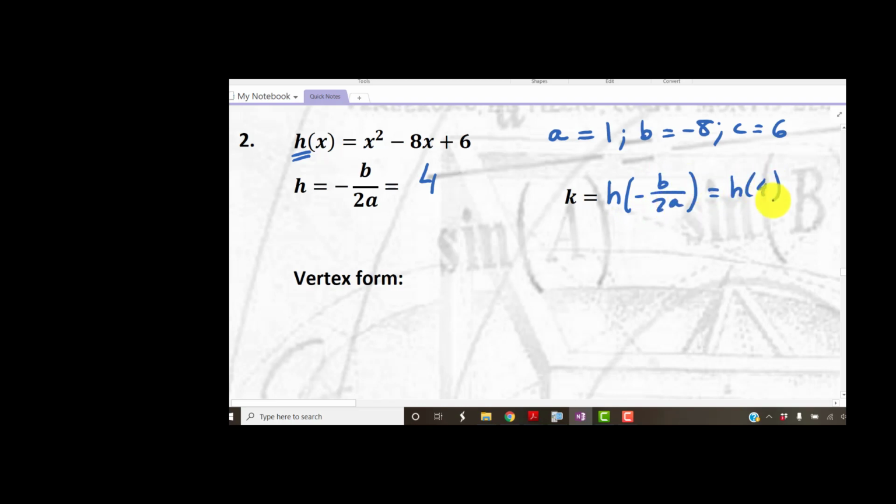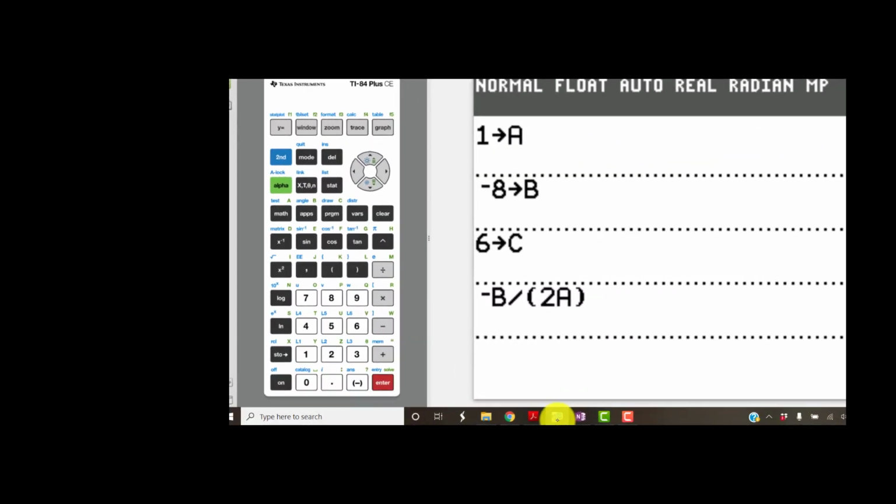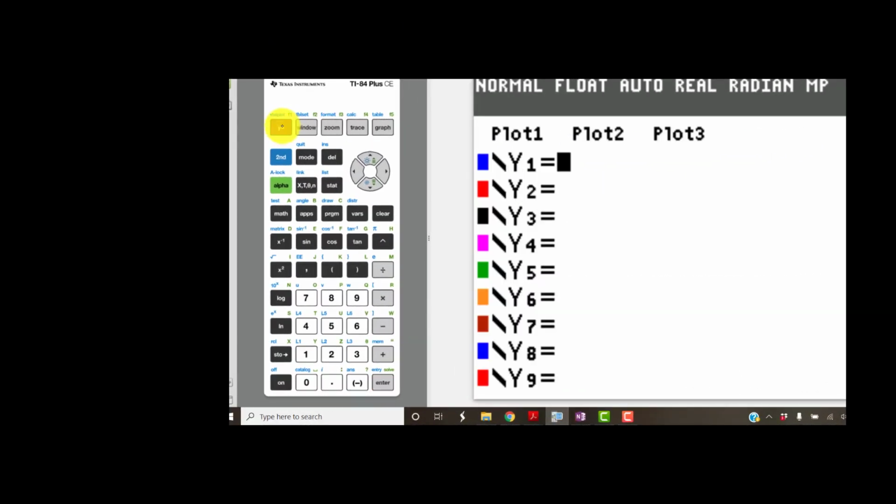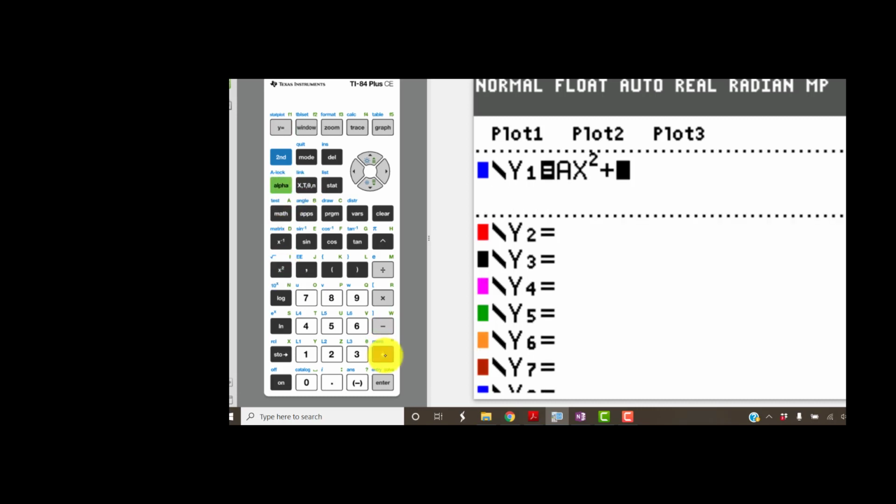So let me show you how to do that. I'm going to take my calculator again. Let's open the y equals menu right here, y equals. I already stored a, b, and c, right? So I'm just going to type ax squared plus bx plus c. And right here, when I change my stored values for a, b, and c, I won't have to do anything to y1. It will be ax squared plus bx plus c, okay? So let's go back to the home screen of the calculator, second quit right here.